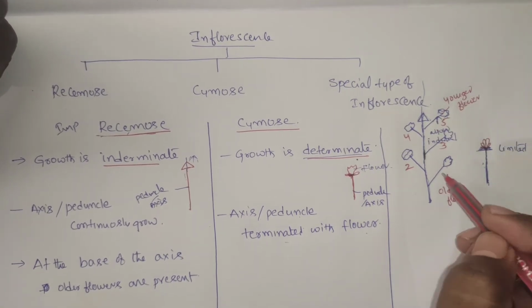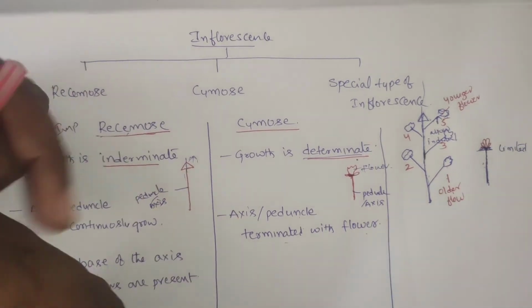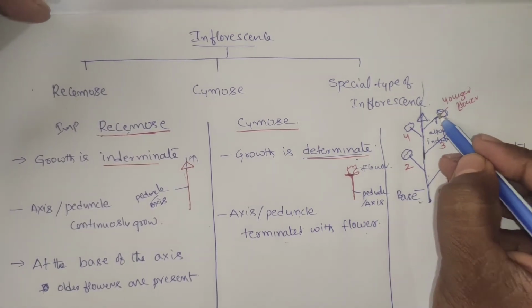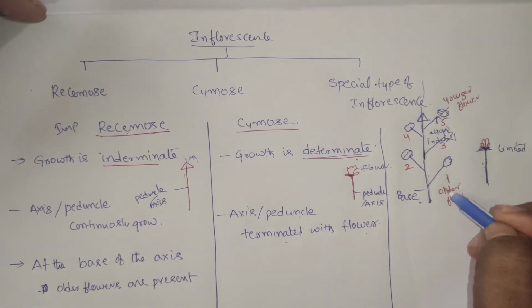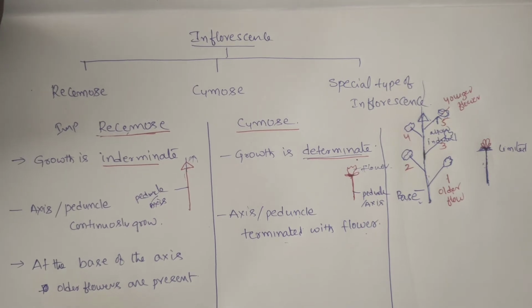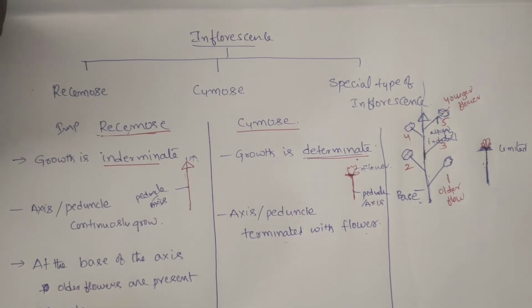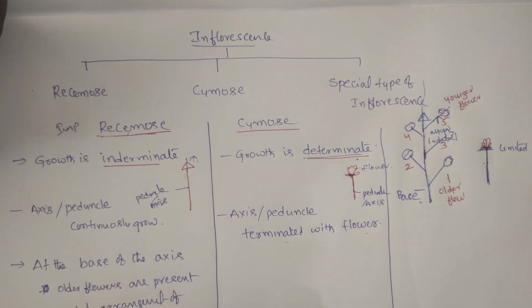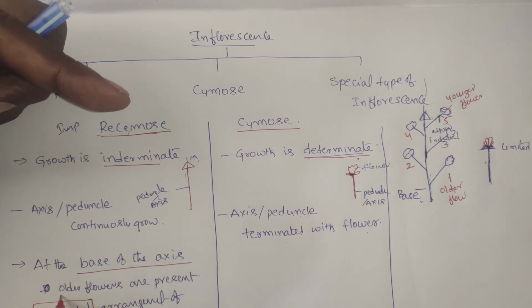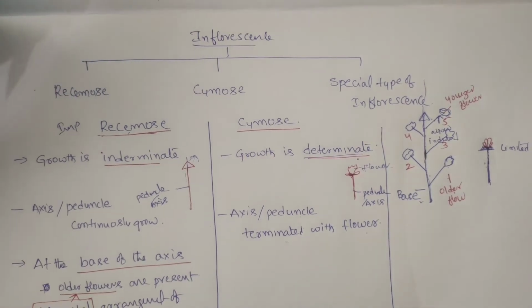The older flowers are present at the base and the younger flowers are present at the tip. So this type of arrangement of flowers we can call acropetal arrangement of flowers. Acropetal arrangement means that at the base of the axis older flowers are present.